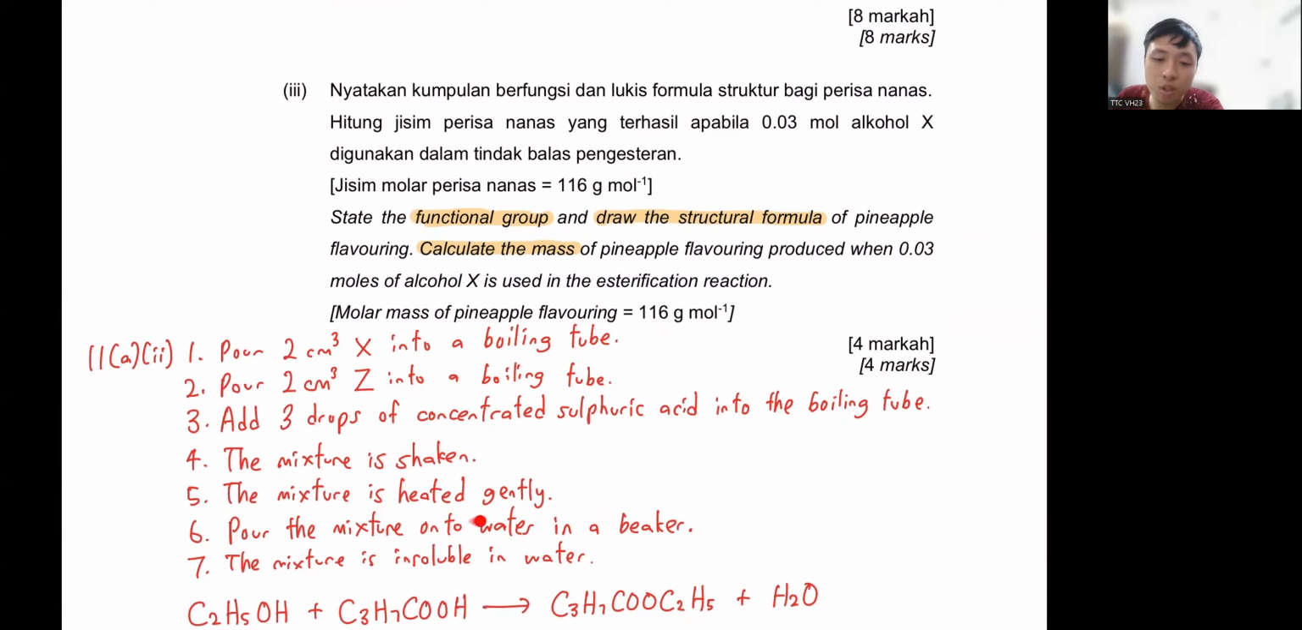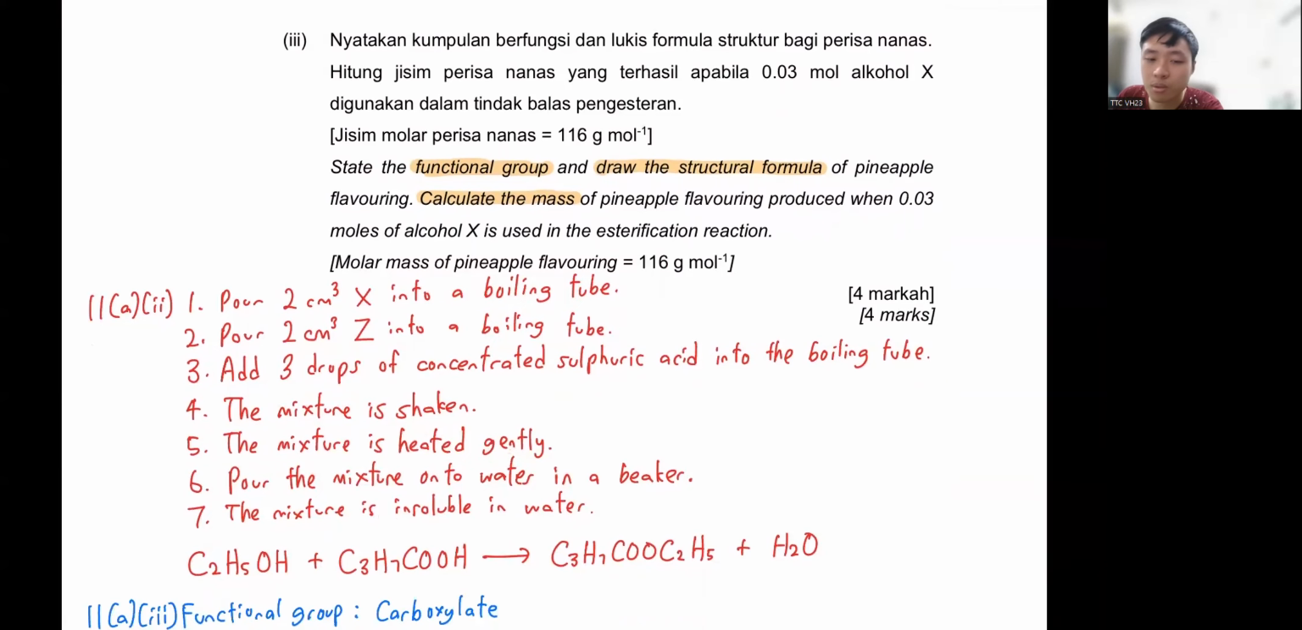Then pour the mixture onto water in a beaker. Why? You want to show that the ester is insoluble in water. It proves that it's an ester because alcohol and carboxylic acid are soluble. So you want to prove that the ester is insoluble.